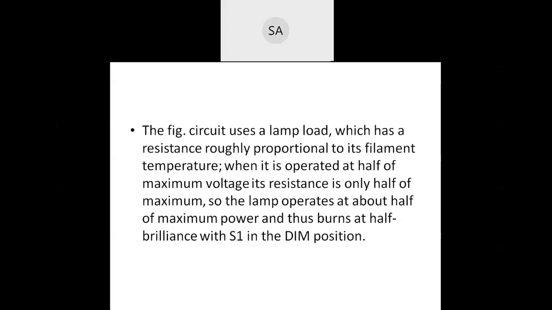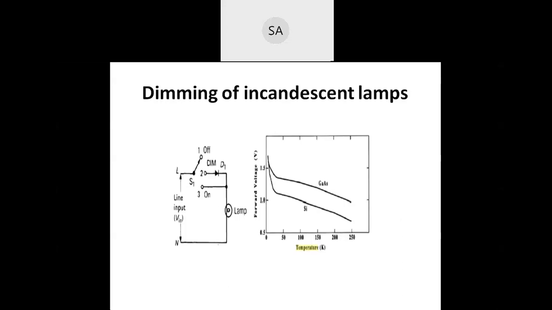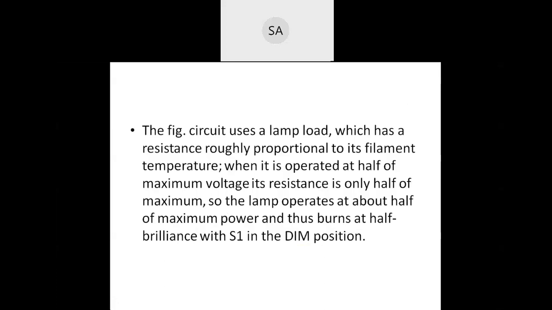So the lamp operates at about half of maximum power and thus burns at half brilliance with S1 in the dim position. When S1 is in position 1, the lamp will be off. In the other position, it is operated with the diode D1, and S3 is 1. When S1 is in position 3, the diode will be in the on position.